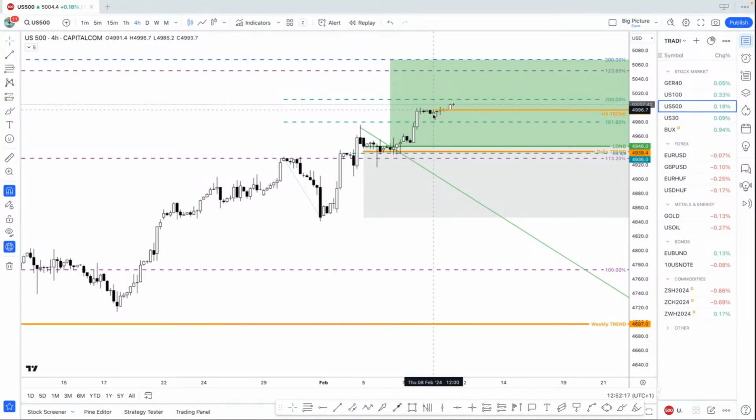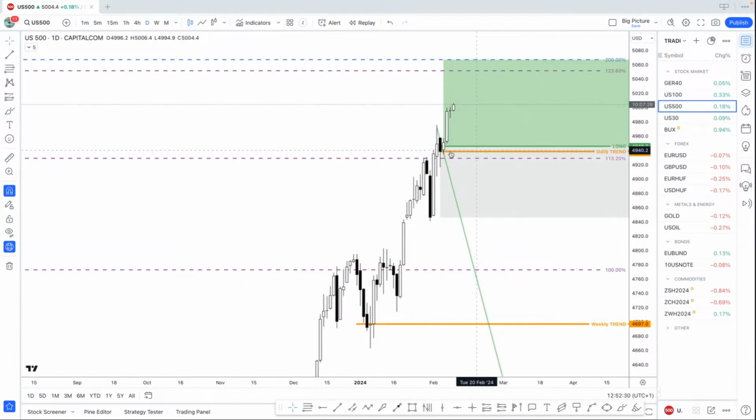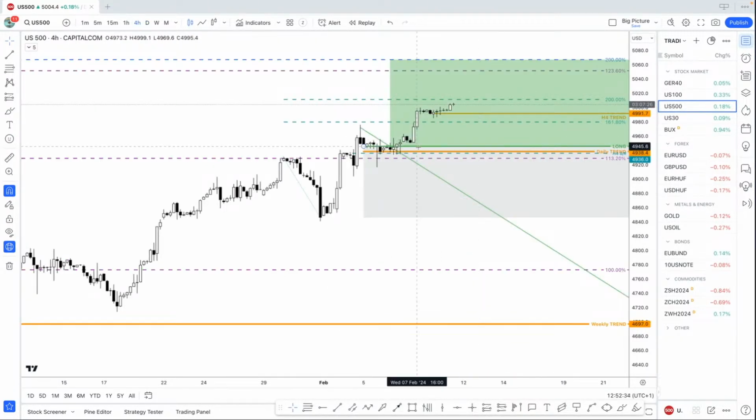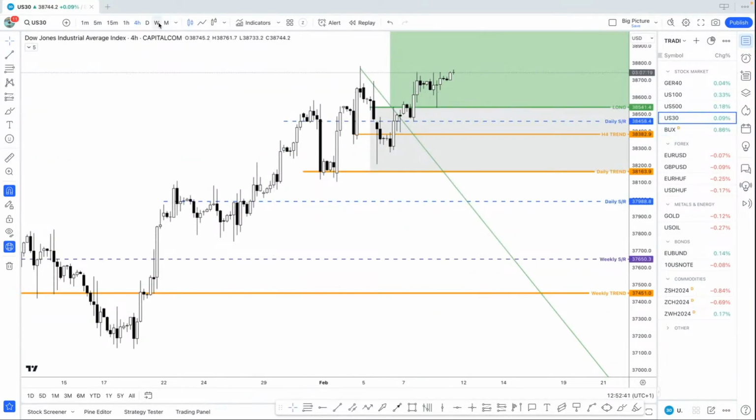Right now, I move my 4 hour trend here because this was the last start of the impulse where a new high was made. And we have the daily here in place. So we are in the expansion phase of the market. So that's why it's different from the gold.